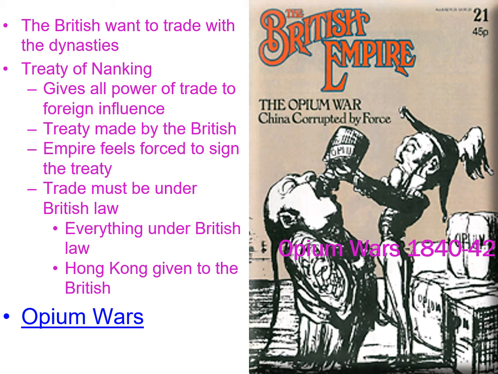Emperor. By the Treaty of Nanking, it gave all the power of trade to the foreign influence. It weakened the mandate. The Treaty of Nanking also was a treaty made by the British, and the empire felt it was forced to sign, the empire being China, because of what had happened at the Opium War and the growing influence, and the treaty must be under British law. Everything that would be part of it would be under British law. And so Hong Kong was given over to Great Britain. Hong Kong was a small fishing town, really, but it would be transformed into the mega city.